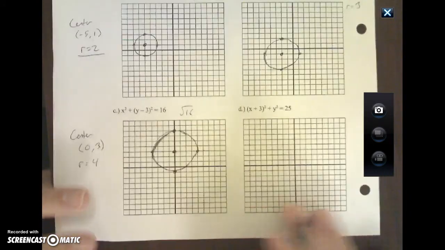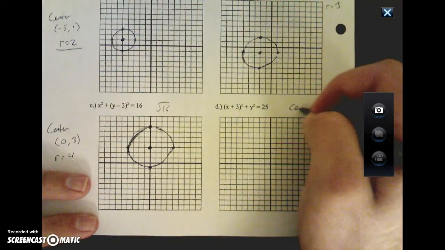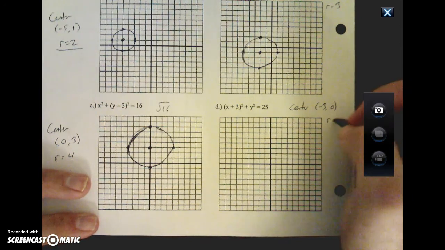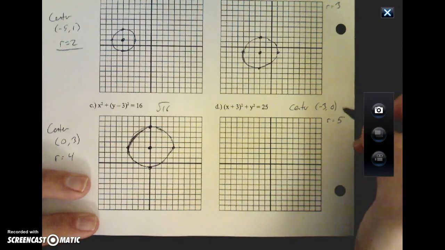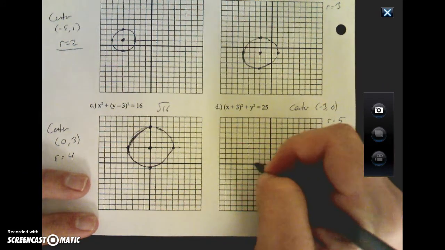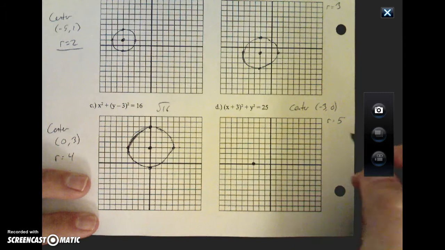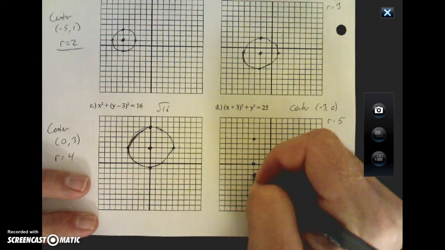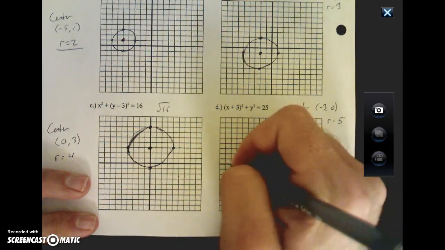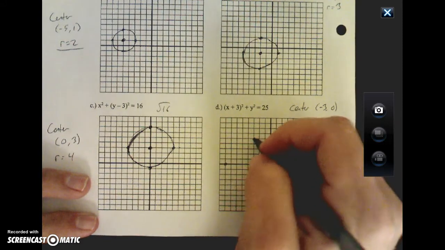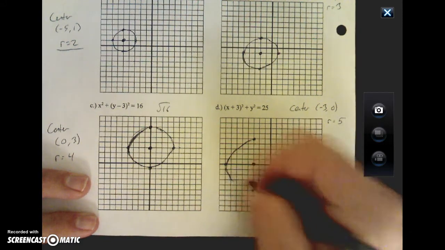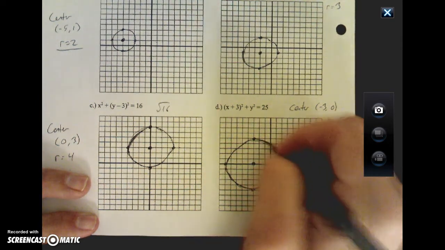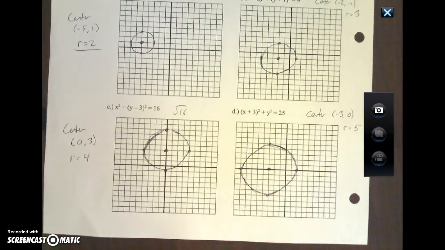Okay, very good. And lastly, center, negative 3, my y is 0. What's the square root of 25? 5. So negative 3, 0 is right there. Up 5, right 5, down 5, left 5. One nice thing about graphing these is, if you do make a little mistake, you can easily see when you graph it, your circle will look lopsided. Okay, so you can easily fix that, just erase it and go from there.